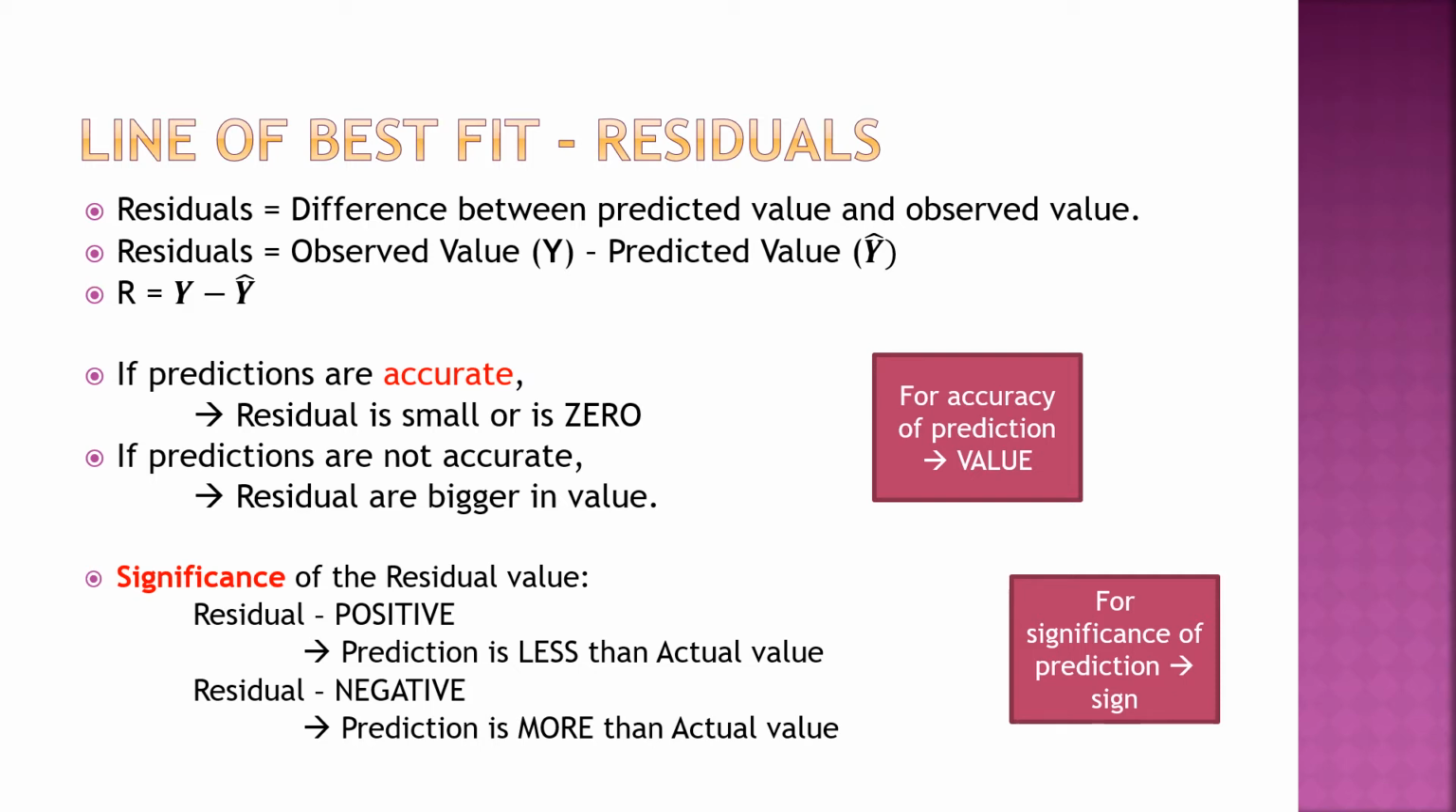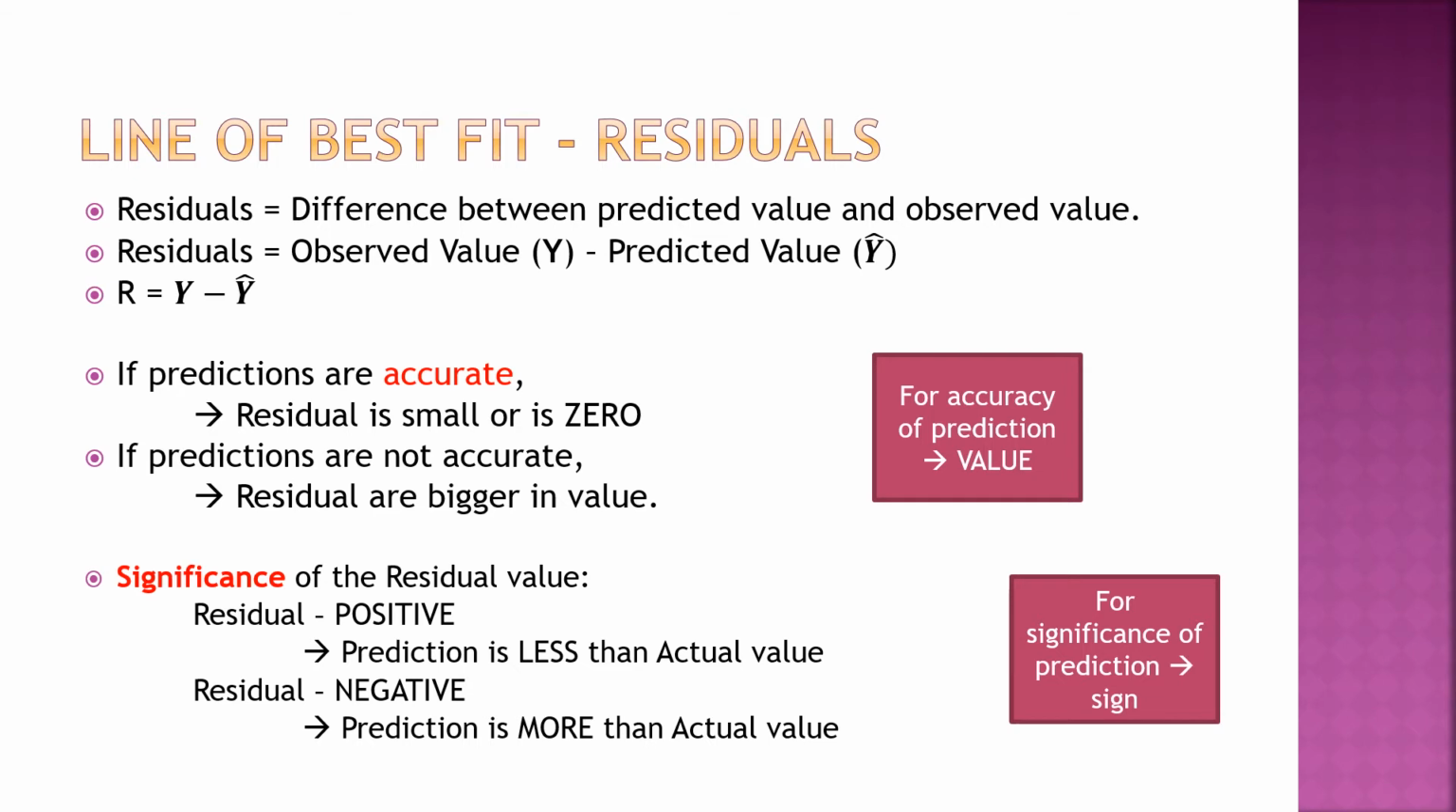So what's the significance of the residual? If it's positive, you just write predicted is less than actual. Don't memorize, it's common sense actually. If the prediction is less than actual, then it will be positive. You look at the equation. If it's negative, your prediction is more than actual. That's how you get a negative value.